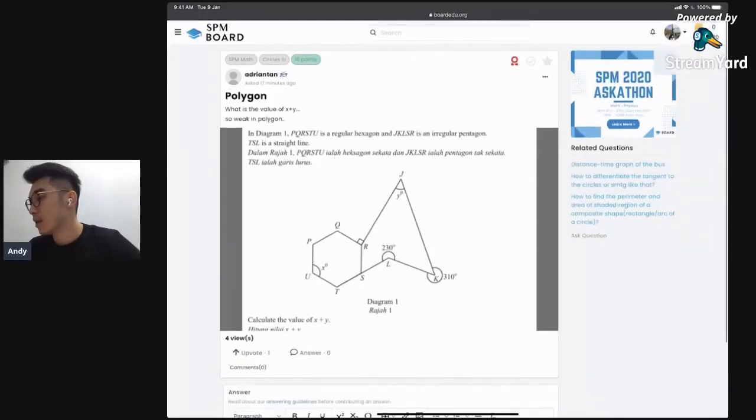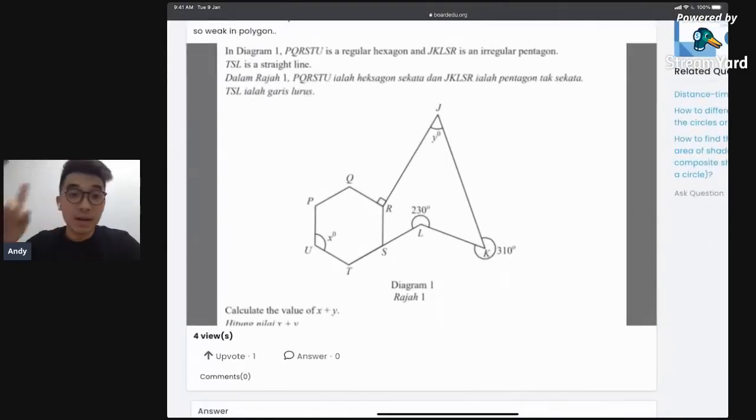Let's look at Adrian Tang. Oh, okay. To find angle. These kind of angle questions are very famous in SPM. And yes, we should always make sure that we know how to find the angles. Especially this type. So they are looking for the internal angle, external angle. Sometimes they look for external angle. It depends on the situation.